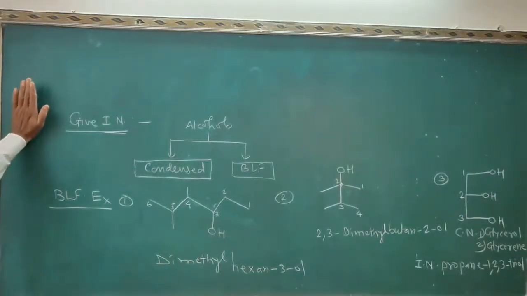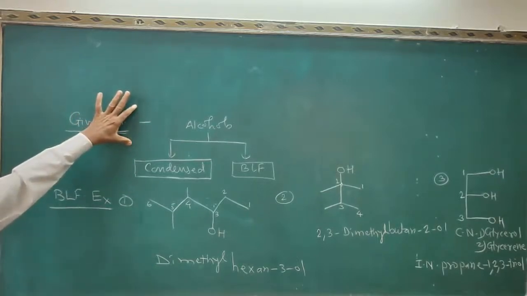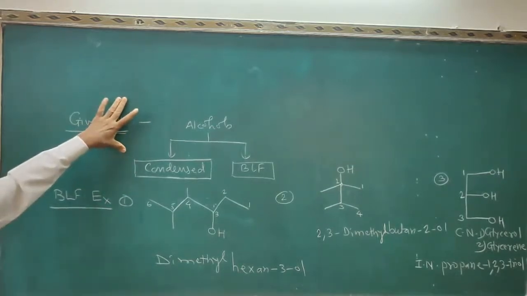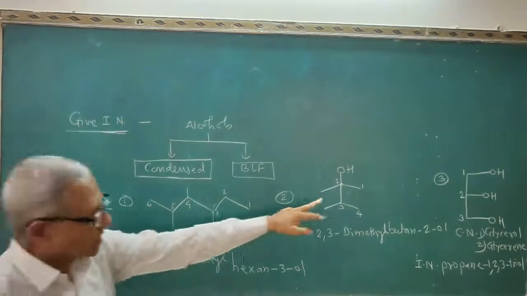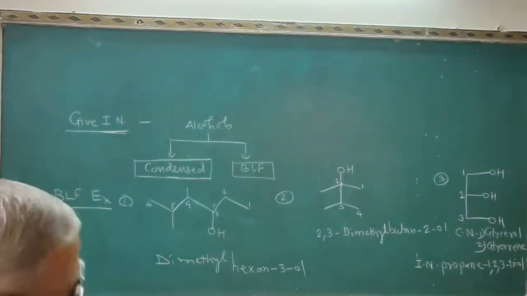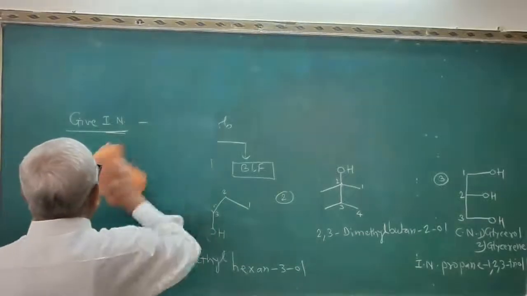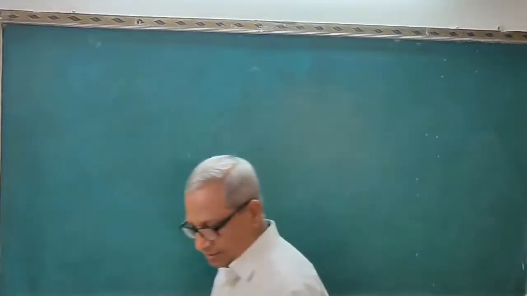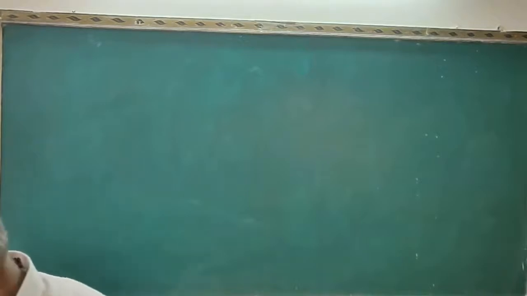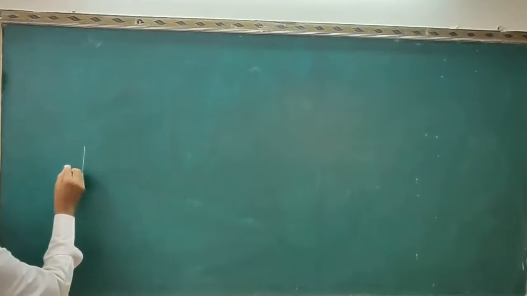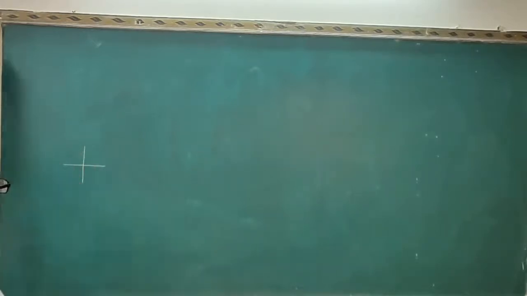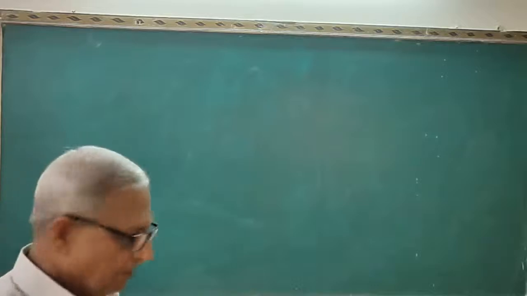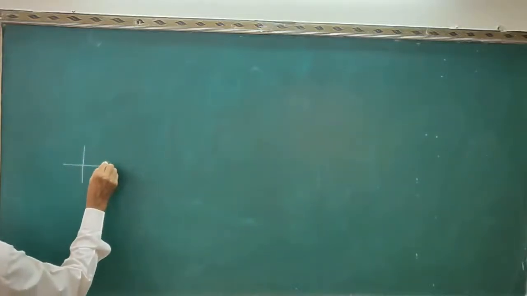Take the big revision. Our point is to give the IUPAC name or write the IUPAC name. Now see here, these are the three structures. Now I will take the difficult examples on the title bond line formula. See the bond line formula here. This is the plus sign, mathematical sign, where you will write the OH group.